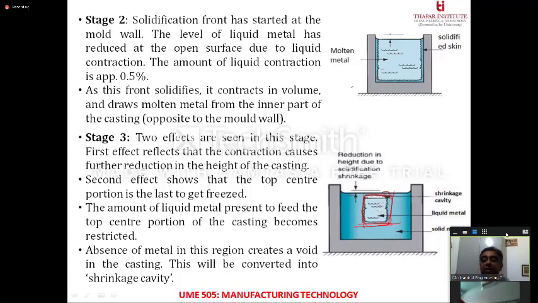Still, this liquid metal is going to cause heat imbalance. The heat is going to come into the solid metal and cause refinement of the structures that have been generated by exposing it to heat. So first, the contraction is caused in the height of the casting, and the second is the top center portion, which is this part. This part is going to freeze right at the end.